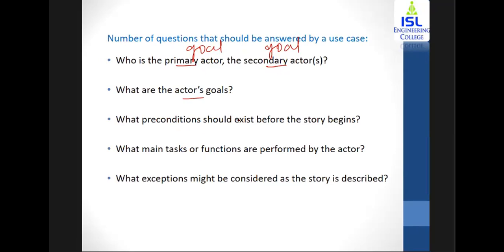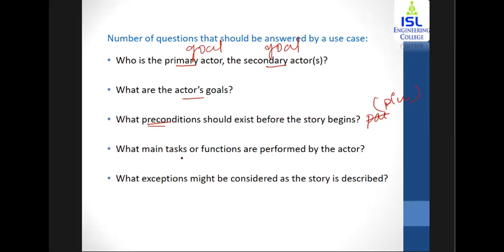Then what precondition should exist before the story begins? Precondition means, suppose there are passwords, if you're making a transaction from the ATM, you need to enter the PIN. So that is a precondition. If your PIN is correct, then only you'll be able to make the transaction.